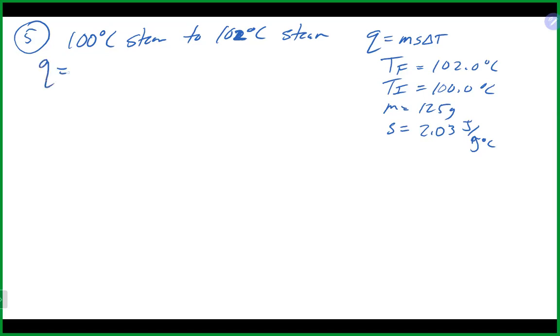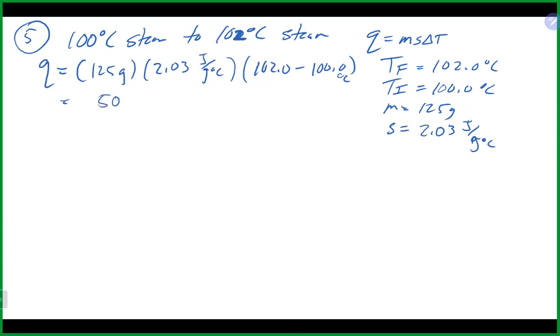We'll go with Q is equal to our 125 grams. We'll use our specific heat capacity there for steam. And again, we want to go final minus initial, which is 102 in this case, minus 100 degrees Celsius. And that's going to give us 125 times basically 2 there as we subtract. And that's going to get us about 508 joules required to do that step.